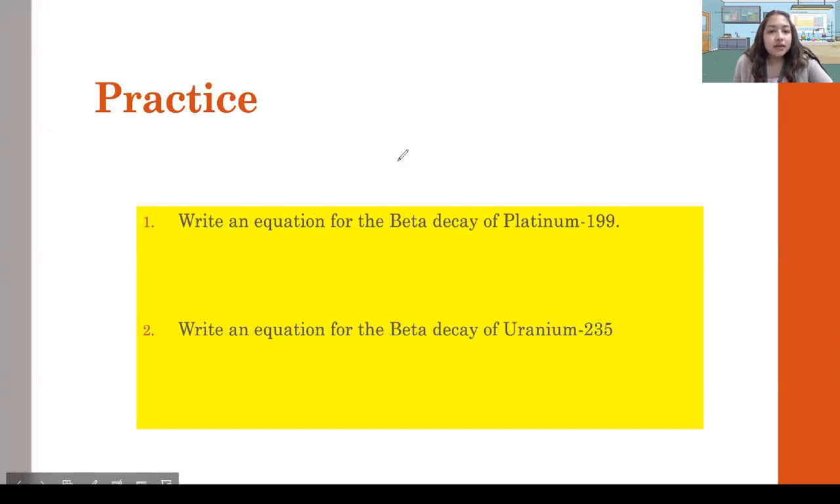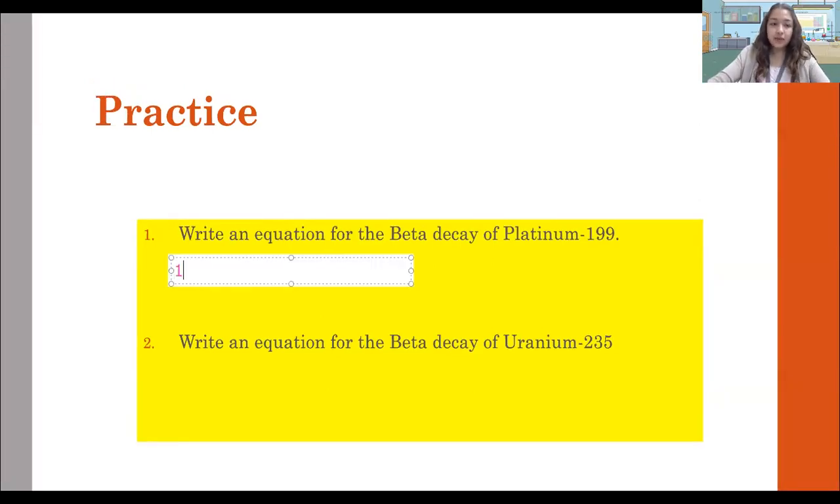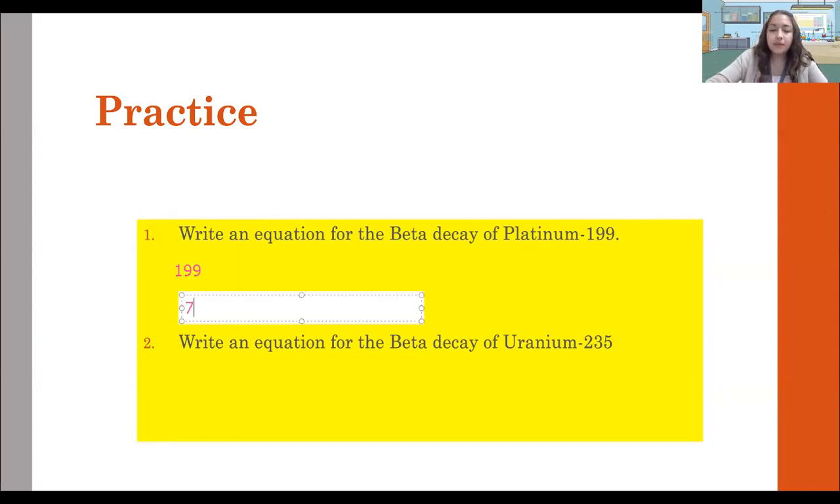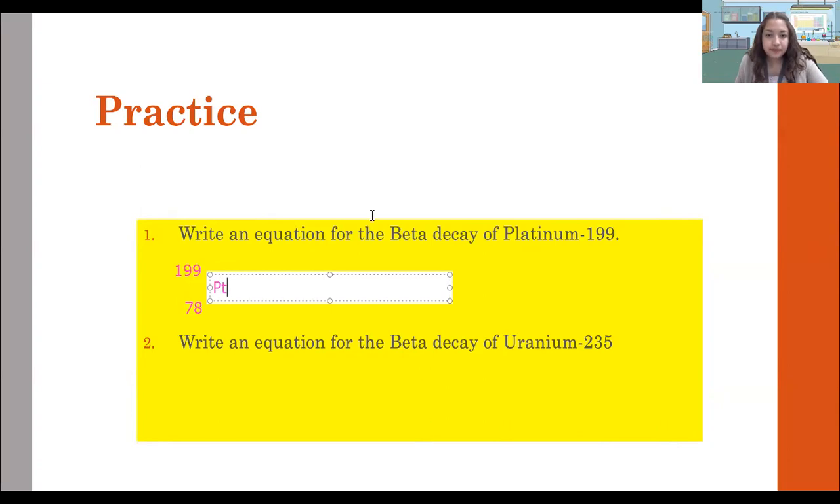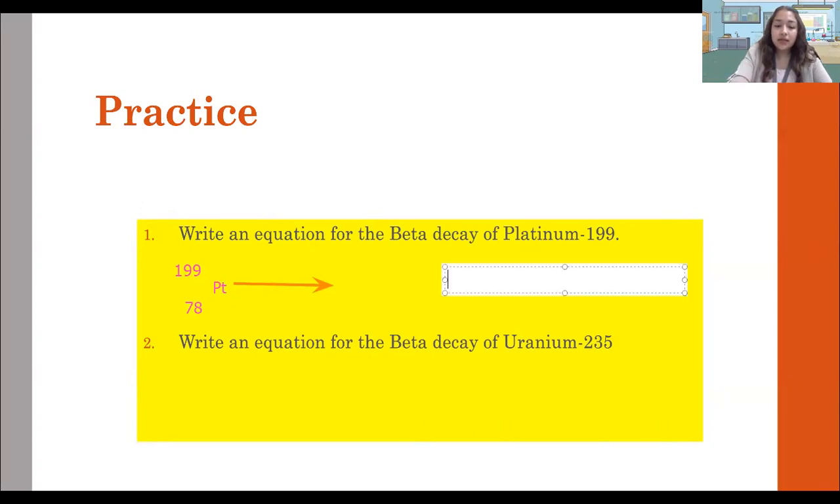So for our next example, okay, we start off with platinum 199. So we have a mass of 199. Platinum is number 78, so I'm going to put that down at the bottom. And the symbol for platinum is Pt. So then we have our arrow. And we know that a beta particle is emitted, so that needs to be included in our equation.